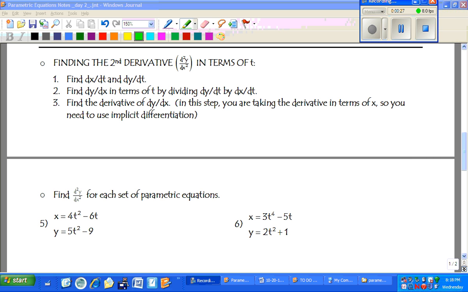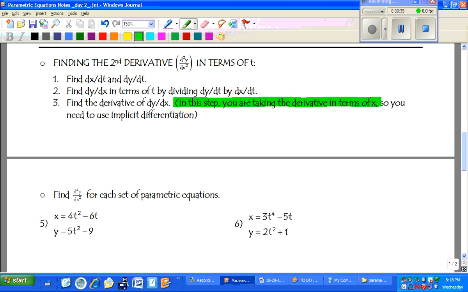Second derivative, where it gets a little bit more complicated. We have to take the derivative of dy/dx. So the derivative we've already found, we take its derivative. That gives us the second derivative. Key part is what's in the parentheses here. In this step, you're taking the derivative in terms of x, right? So the second derivative we're doing in terms of x.